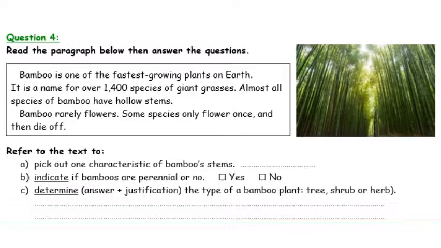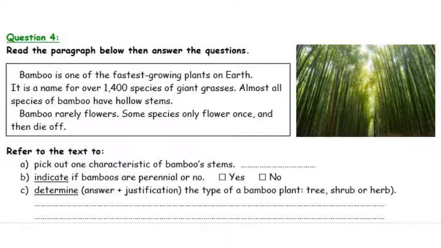Bamboo is one of the fastest growing plants on earth. It's a name for over 1,400 species of giant grasses. Almost all species of bamboo have hollow stems. Bamboo rarely flowers. Some species only flower once and then die off.